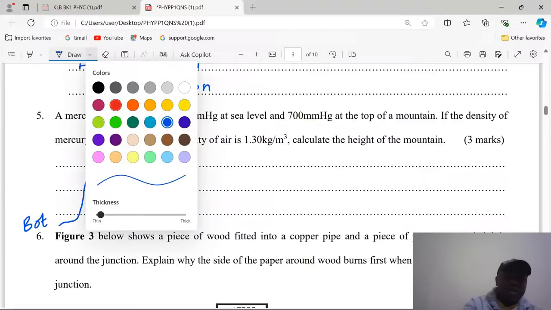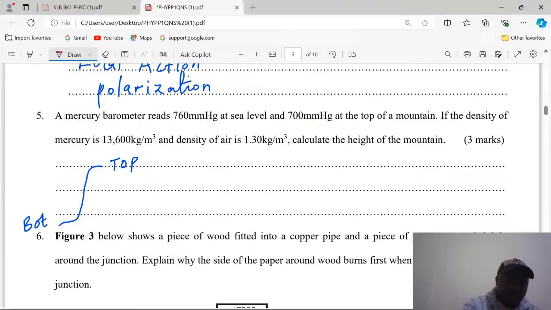If we talk about the air column acting at the bottom, from the atmosphere to the bottom of the mountain we have a greater air column than at the top. So a barometer is supposed to record a greater pressure at the bottom of the mountain than at the top. The pressure difference is brought about by this column of air within the mountain.